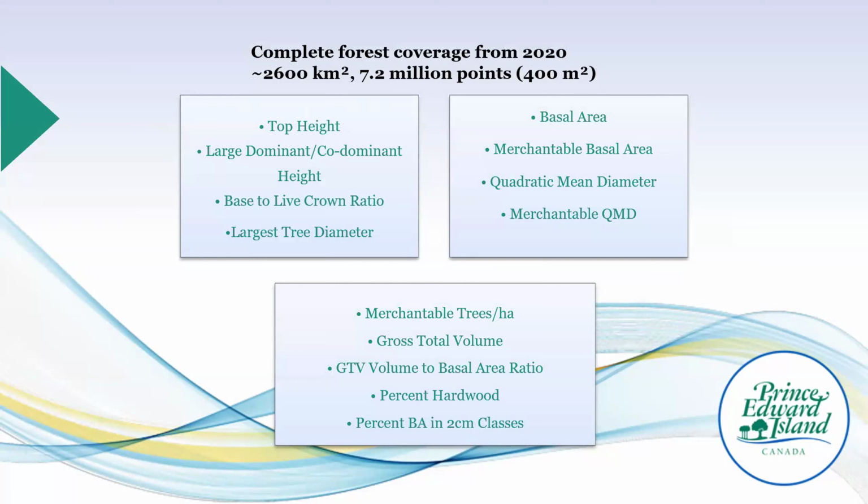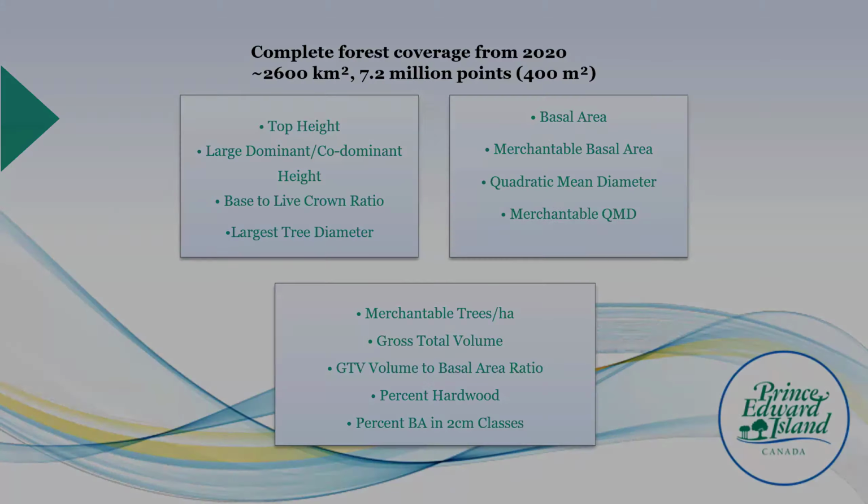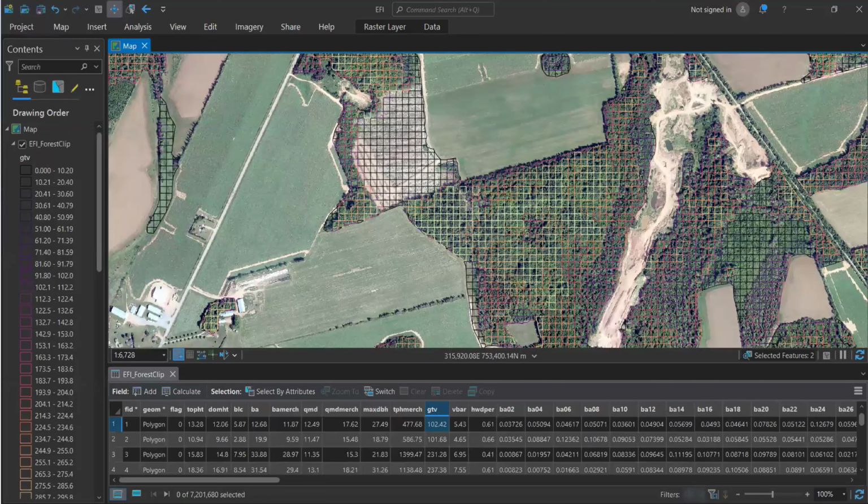For our wind-affected work, we're really going to be focusing on the gross total volume, trees per hectare, and maybe basal area. But this is what we all have now, and so we're not really using the EFI on an operational basis as of now. It's kind of been sitting on the shelf as a product that we have, but I will say that it's really changed the way I look at our forest from my desk.